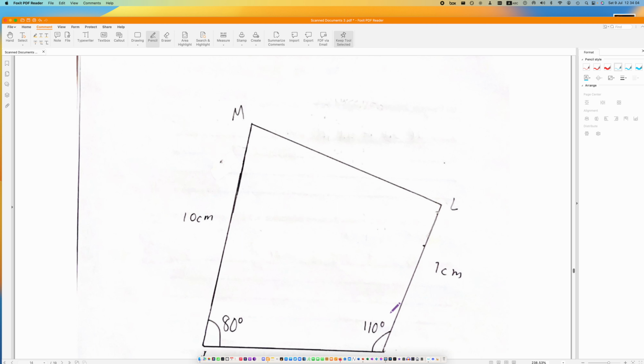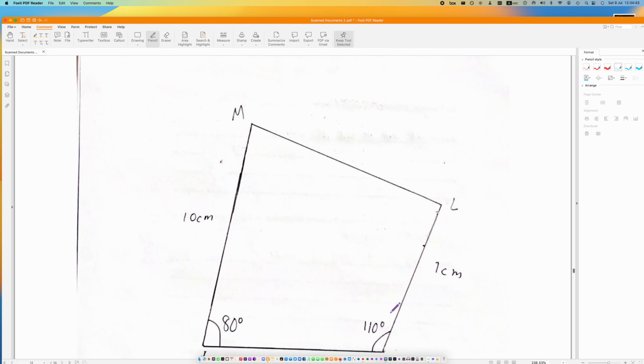Okay, so this is your M. Then you can label this your M already. Wait, you tell me this is 110. JKL is 110. Which one is 80? 80 is MJK. Where's M? MJK. Okay, good. Yeah, label first, yes.